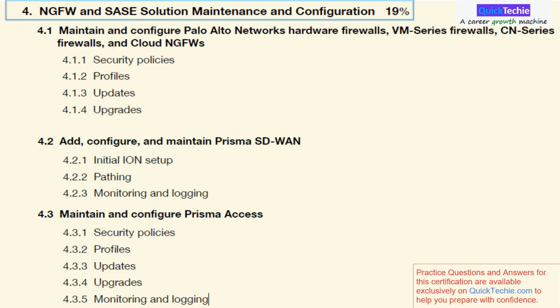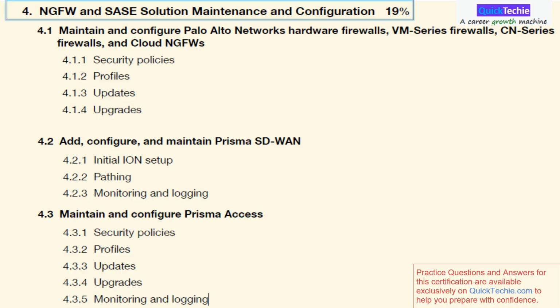Section 4, NGFW and SASE solution maintenance and configuration, 19%. This section focuses on how to maintain and configure Palo Alto Networks security solutions, including hardware firewalls, virtual firewalls, cloud firewalls, SD-WAN devices, and Prisma Access cloud infrastructure.